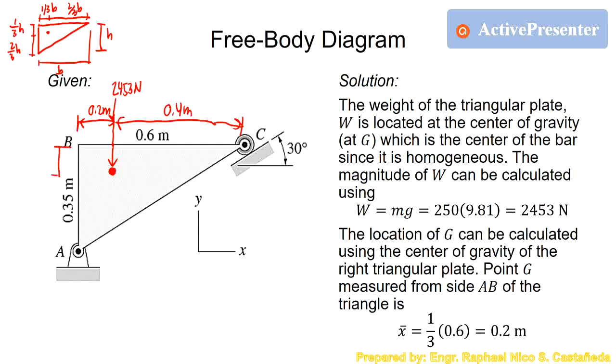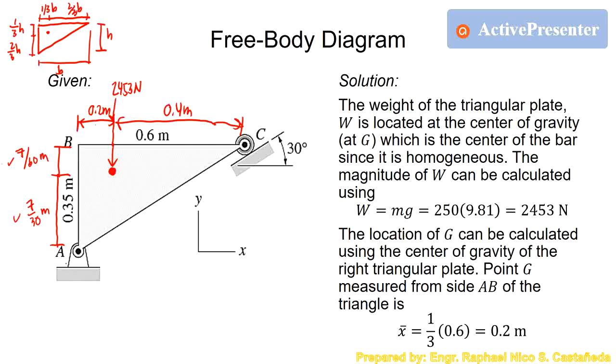So this one here is 1/3 of 0.35. So I believe that is 0.116, or shall we say in fraction, 7/60 meter, and the other one is 7/30 meter.